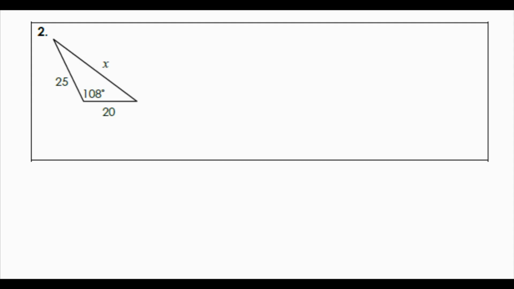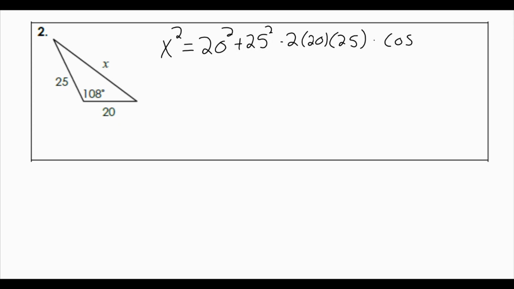Number 2, we have side lengths of 25, 20, and x, and the angle that is opposite side x is 108. So I'm looking for x, so I'm going to square that and set that equal to my two sides that I have, so 20 squared plus 25 squared minus 2 times the sides that I have, 20 and 25, all times cosine of the angle opposite the side I'm looking for, which is cosine 108.